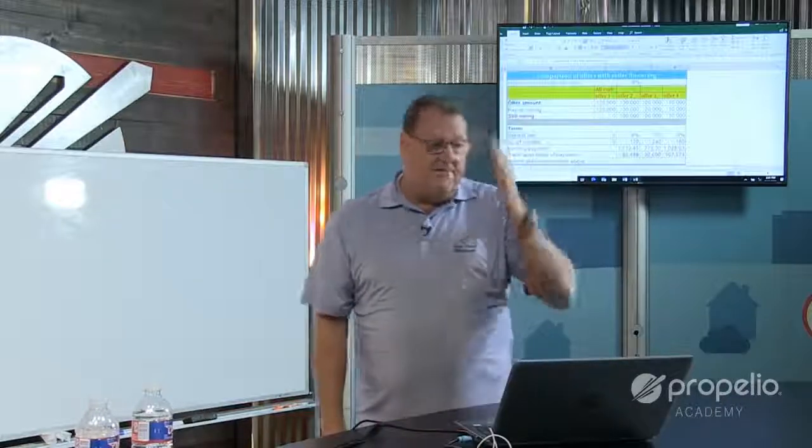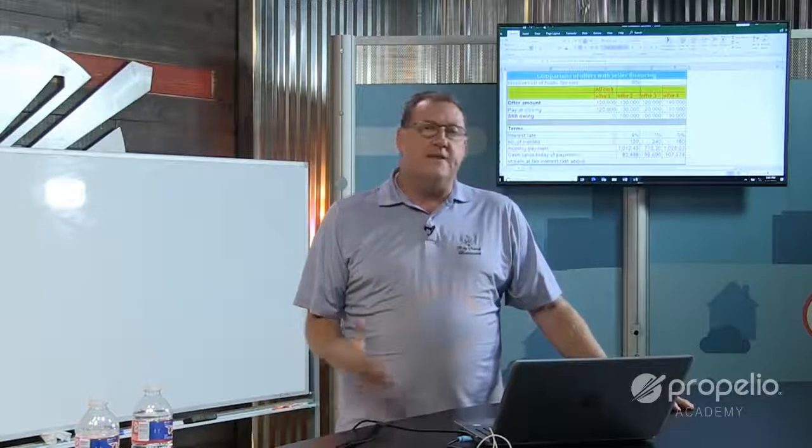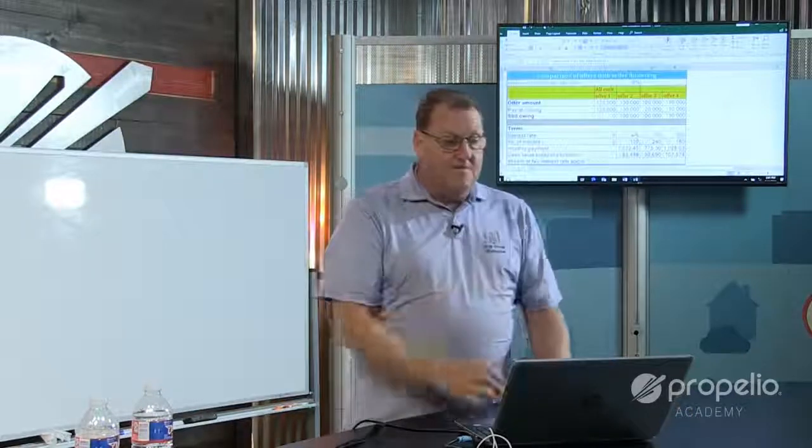So what I've got here in front of me is what I call my comparison of offers with seller financing. Oftentimes I'll get on the phone with a seller and they're asking me, well, if I had this rate and this term, what would you pay for it? If I had this rate and that term, what would you pay for it? If I did this and then this, what would you give me for it?